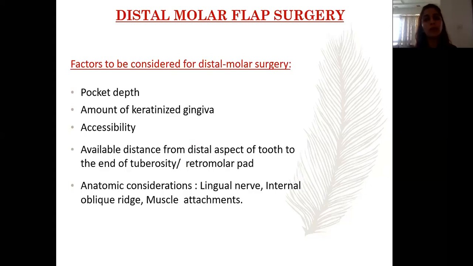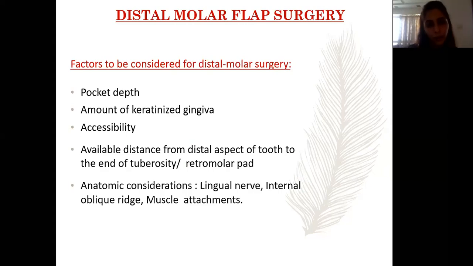Now the distal molar area, especially the maxillary tuberosity as well as the retromolar pad. These are areas of significant concern as, first of all, they are the most posterior areas with minimum visibility. The zone of attached gingiva is extremely varied. In certain areas, you may have attached gingiva, while in certain areas, there could be only mucosa. So in such cases, a periodontal surgery or a distal wedge is absolutely contraindicated.